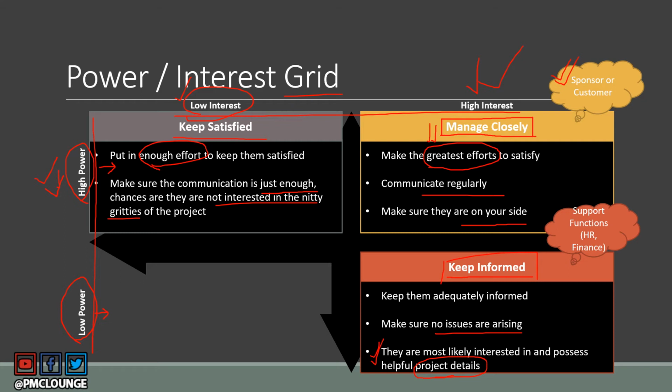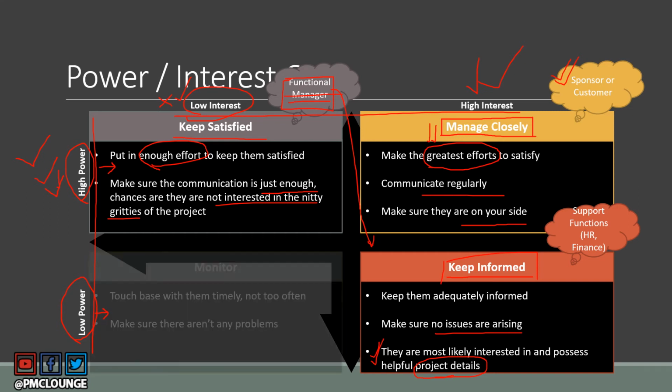This could be the CEO of your company, right? He has high power, but he has low interest in your project because he is looking over 1000 such projects, right? So you need to keep the CEO satisfied. He has high power, but he has low interest in your specific project, right? Functional managers are a good example here. Functional managers that send their resources to work on your project. Their resources could lie here, right? Their resources may have high interest, but the functional managers, they may have the high power, but they may not really have high interest in your project.